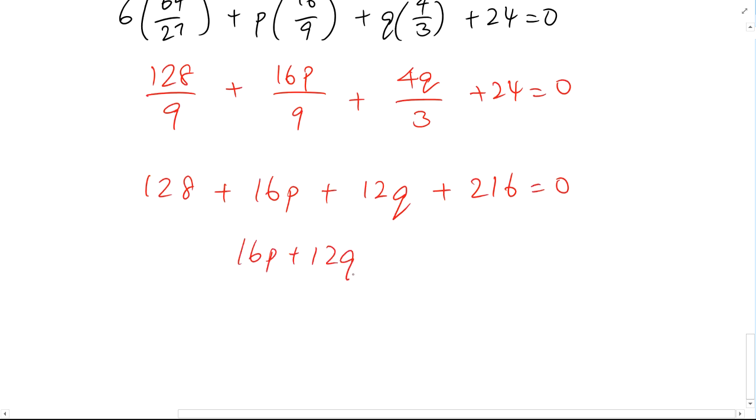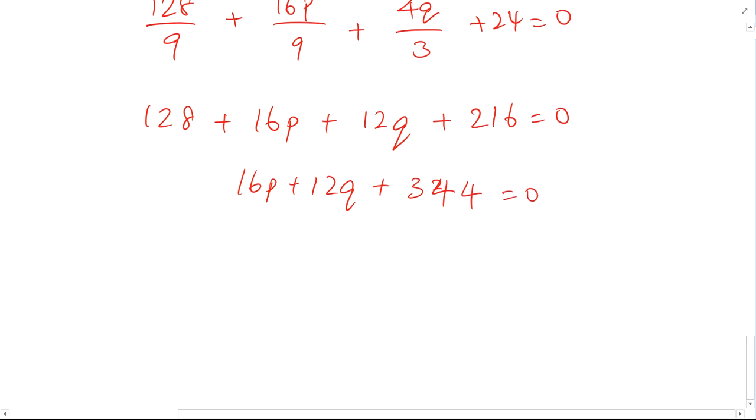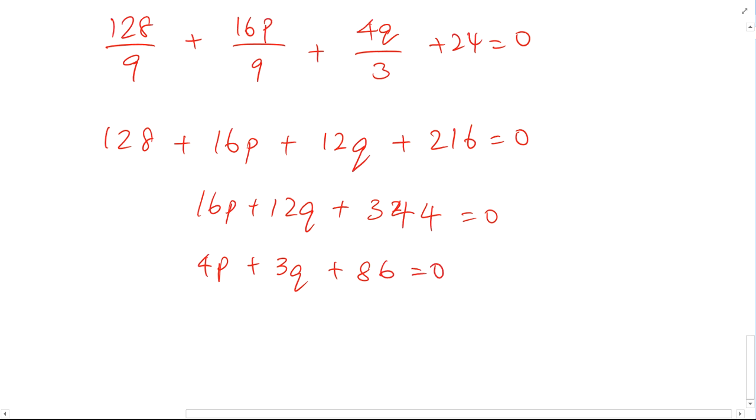16p plus 12q plus how much? 344. Is that right? Okay, simplify. I don't like such big numbers. Can I divide by 4? Yeah, I can divide by 4. So 4p plus 3q plus 86 equals 0. Okay, two equations.